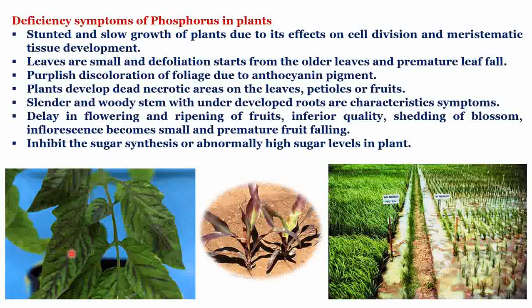So it inhibits the sugar synthesis and abnormal high sugar level in the plant. Okay, so these are all the deficiency symptoms of phosphorus in plant.